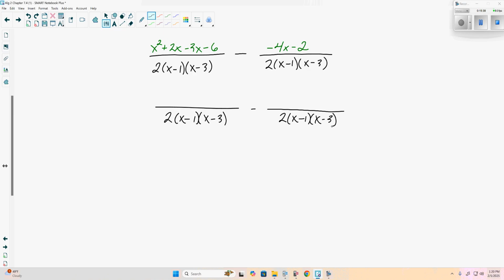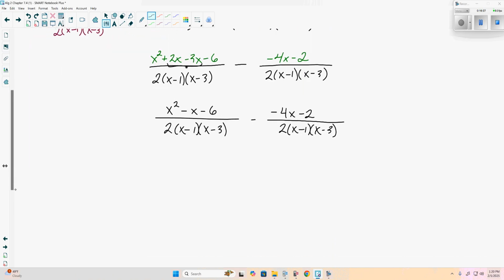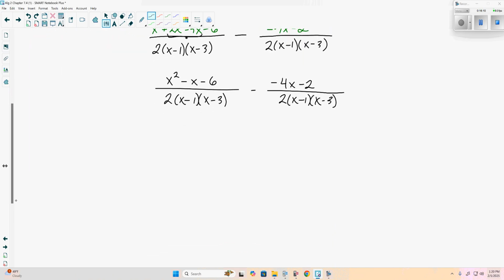Now, before we start adding, I feel like it's going to be a good step to combine like terms so we don't have multiple terms showing up in the same spot. And the only place that we do have like terms is our first rational expression, our 2x minus 3x. And 2x minus 3x is negative x. Questions on this so far before we start subtracting?